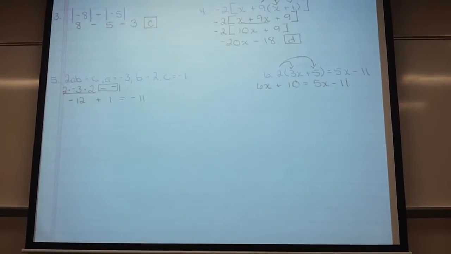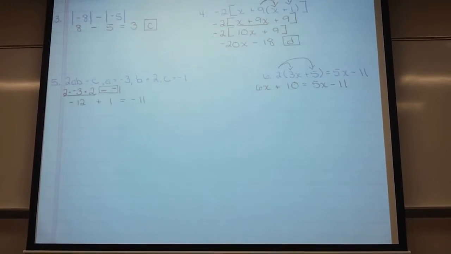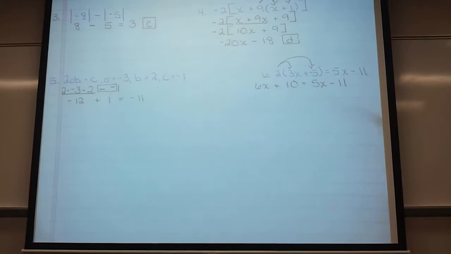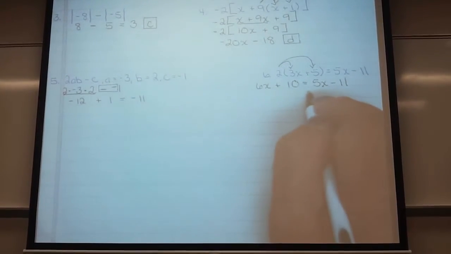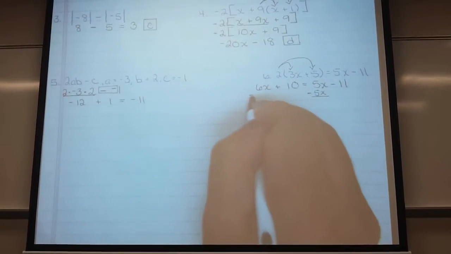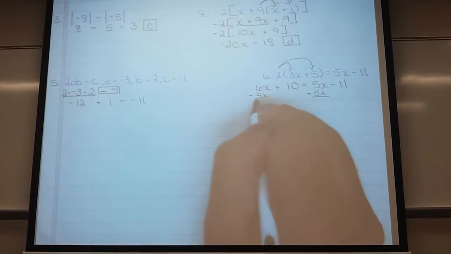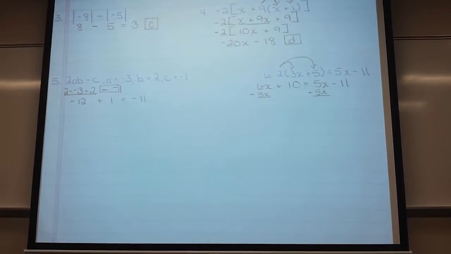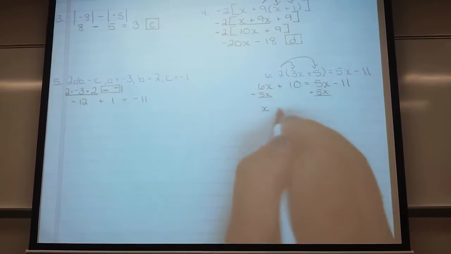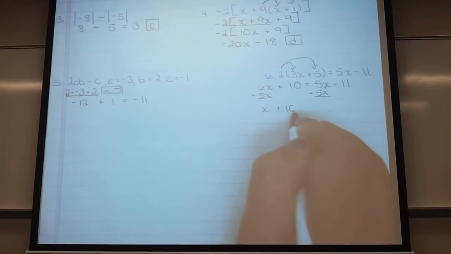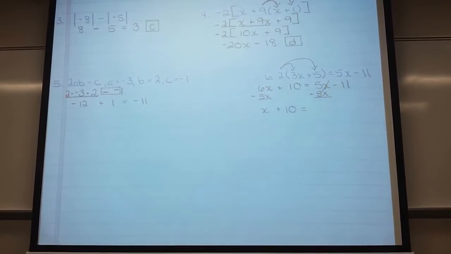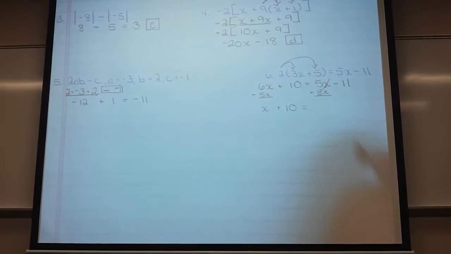Now I need to get my x's on the same side. So if I try to get them all on the left-hand side, how would I move a 5x over to the left? Subtract 5x. So I've got 6x minus 5x. That's just x. Bring down your plus 10. Bring down your equals. This cancels, and what are you still left with on the right side? -11.